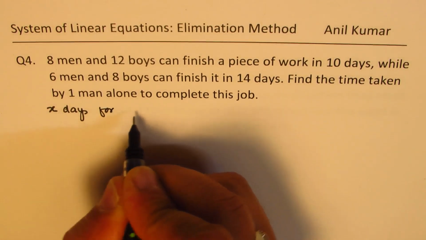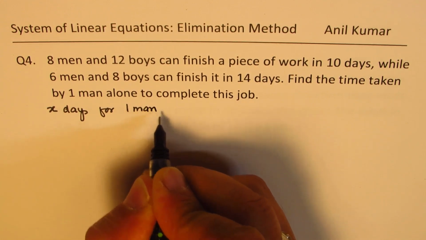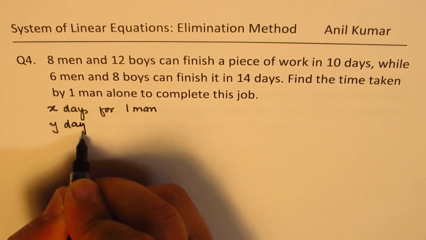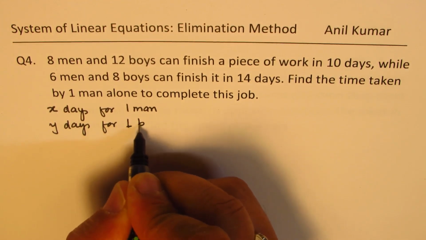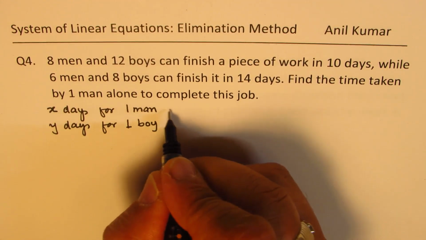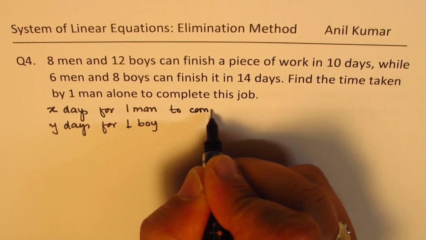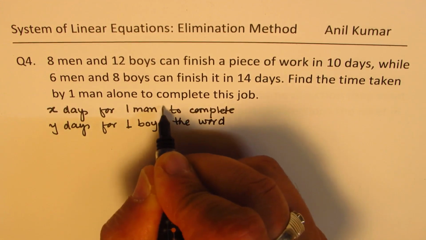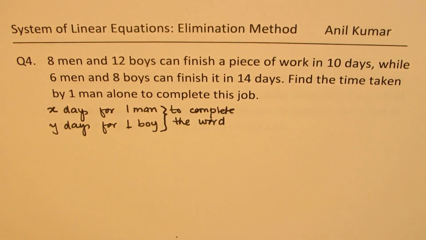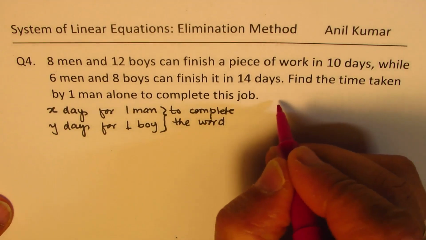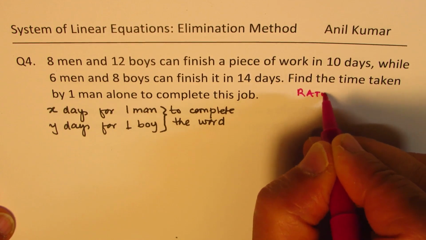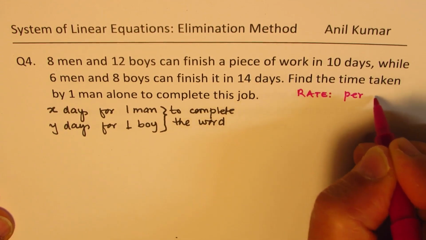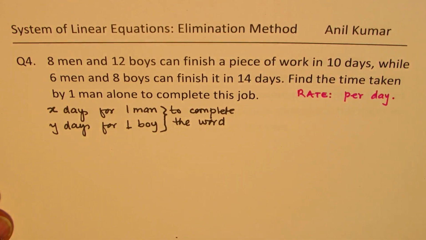So x days for a man alone, right? Or we can say y days for 1 boy to complete the job. Right, so these are the variables defined. Now in such questions, we really need to find the rate, right? So what is the rate of work? That is very important. Rate means per day. That is what it means.